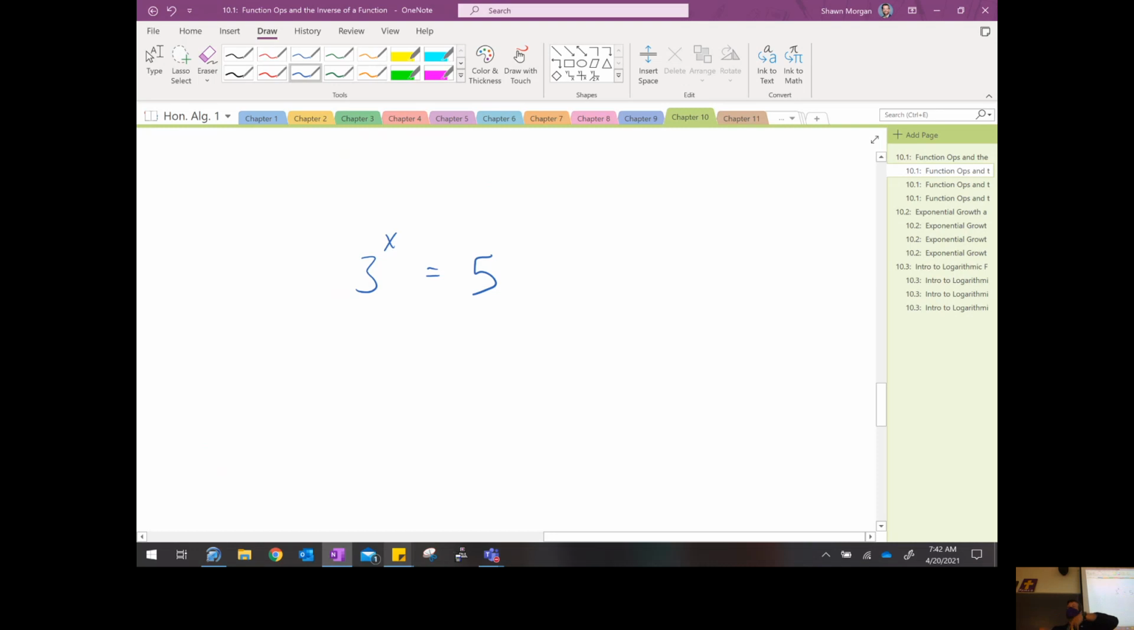Now, what Lewis was thinking about was, oh, I know how to undo a power, right? So if this was x to the 5th equals 100, we can say, well, coach, just take the 5th root of both sides. What is the difference between those two equations? Here, the variable is in the base, and over here, the variable is in the exponent.